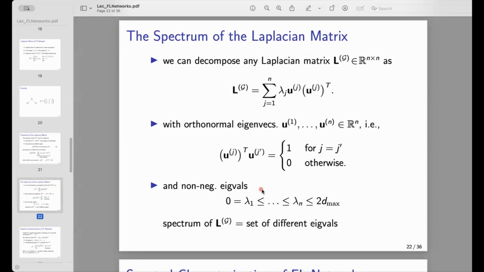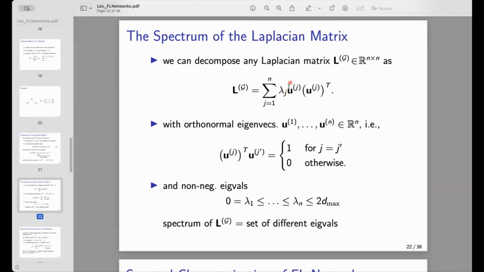Okay, so let's continue with the properties. It gets more and more exciting. Because it's symmetric and positive semi-definite, it has an eigenvalue decomposition, a very nice eigenvalue decomposition. So we can write it as the sum of rank 1 matrices.